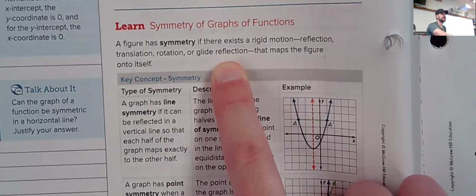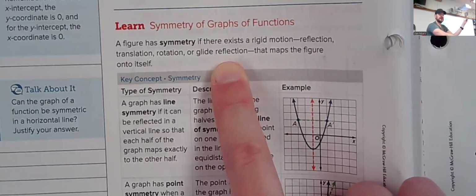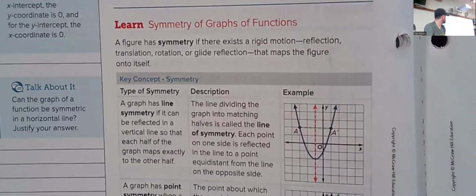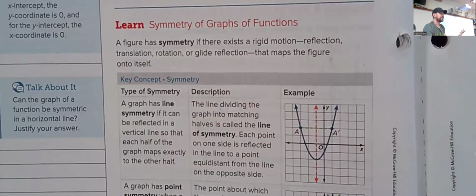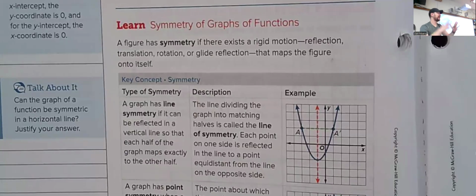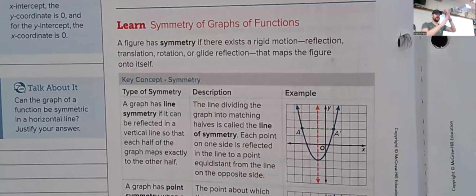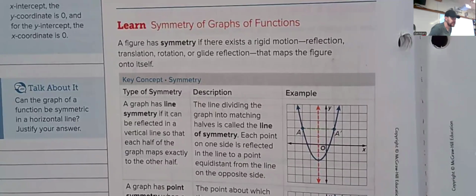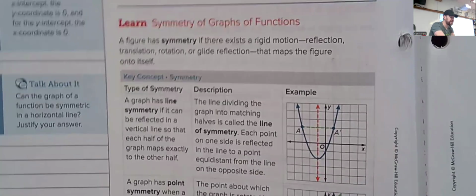Glide reflection basically means that you would move it and then you would reflect it. But those are all rigid motions, and a rigid motion just means you're doing something to a figure, but you're not changing the size. You're not making it bigger or smaller, but you are moving it around or flipping it or rotating it or doing something like that. Everything but changing the size. So it maps the figure back onto itself.